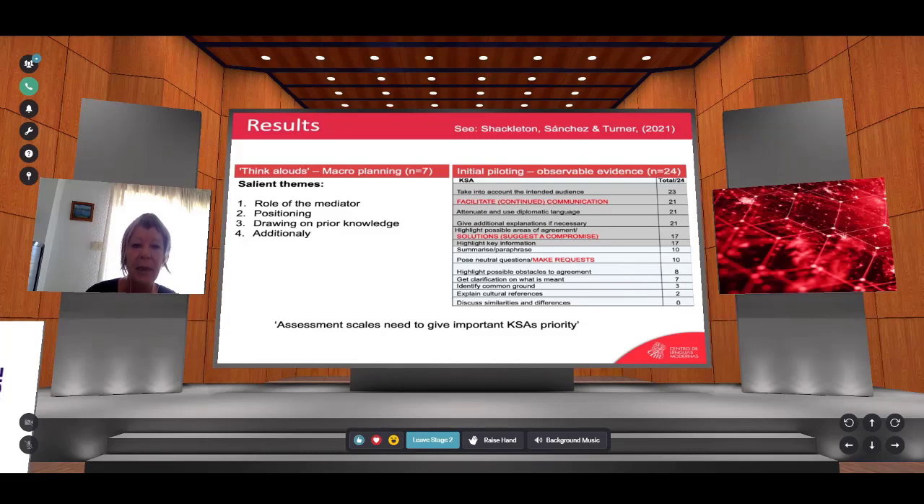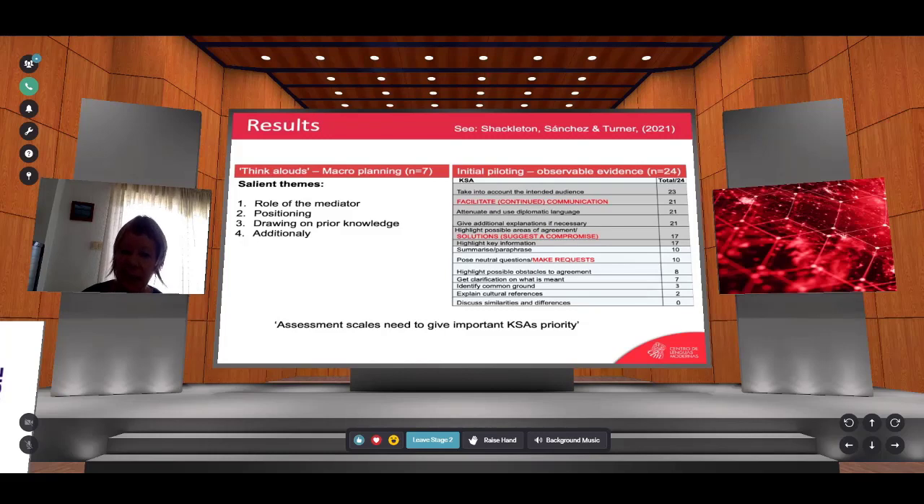The students were thinking of themselves in the role of the mediator, and they were thinking about how they could mediate the situation. So we then took the task and piloted it with a larger group of students, n equals 24, and we examined the scripts for observable evidence and compared this to our list of KSAs.